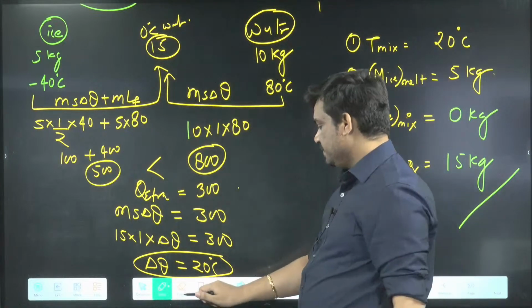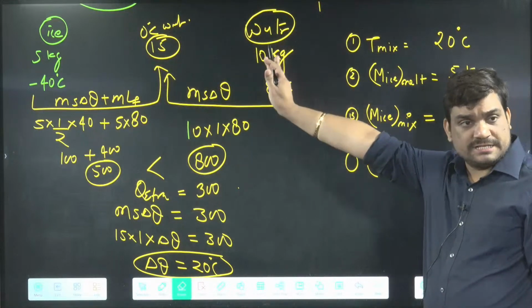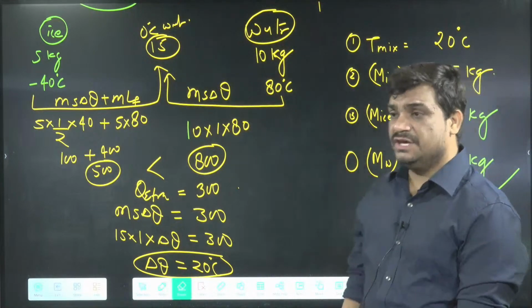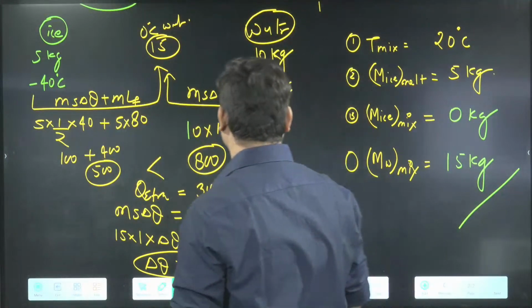Now we are ready. Okay, so write the question first, because in the same question I have to edit here. So 5 kg ice at minus 40 degrees Celsius.